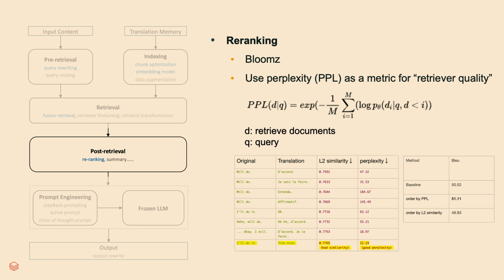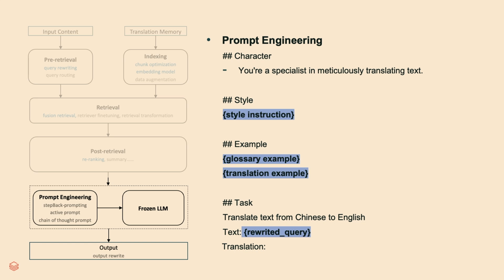The PPL score here represents the quality between the input query and the retrieved documents. After we get all the stuff from pre-processing, here comes one of the most important steps, prompt construction. Here, on the right side is our standard version of our prompt. And this step can directly change the translation result.